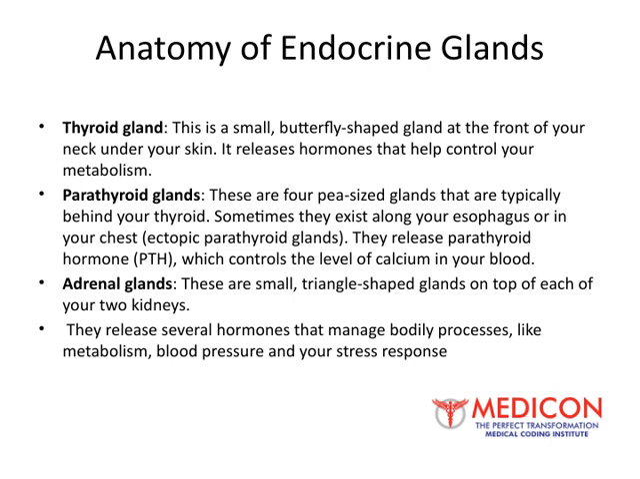Next, there are the parathyroid glands. You have 4 of these tiny, pea-sized glands located behind your thyroid. Sometimes, however, they can be found in other places like along your esophagus or even in your chest. These are called ectopic parathyroid glands. Their main job is to release parathyroid hormone, or PTH, which is essential for regulating the calcium levels in your blood. Then we have the adrenal glands.